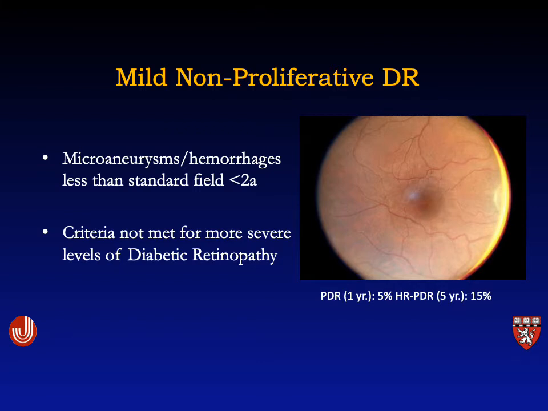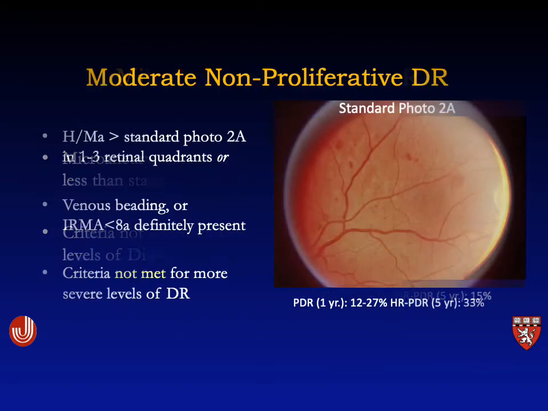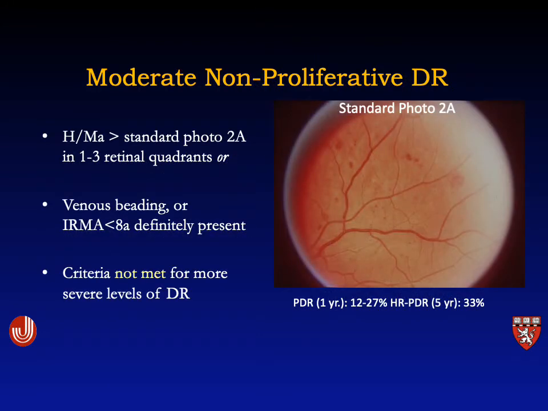So, for example, if the hemorrhages and microaneurysms were less than, for example, standard photograph 2A, and not a single field had hemorrhages or microaneurysms greater than 2A, then that eye was graded as mild. Whereas if there was at least one field where the hemorrhages or microaneurysms were more than standard photograph 2A in 1 to 3 quadrants, or if there was venous beading, or if there was IRMA less than the standard photograph, which was called 8A, then that eye would be called moderate.